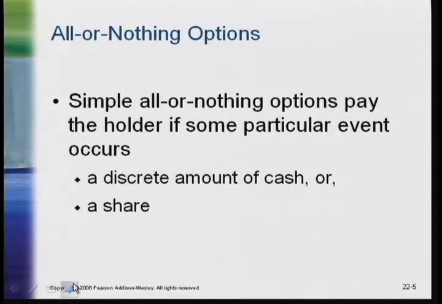So a simple all or nothing option pays the holder of the option, the long position, if a particular event occurs. And the only question is, what gets paid if that event occurs? There are two types. It could be a discrete amount of cash, and in this chapter we'll assume $1, or it could be a share. So if an event happens, which will be dependent on share prices, either a unit of cash will be paid or the stock will be paid.